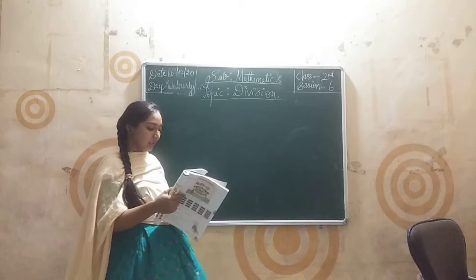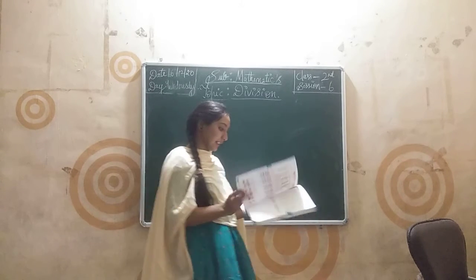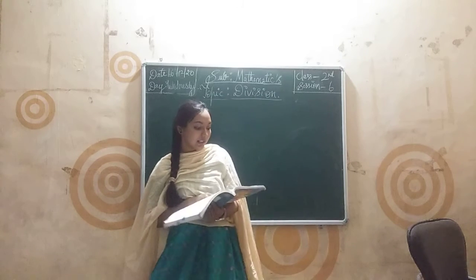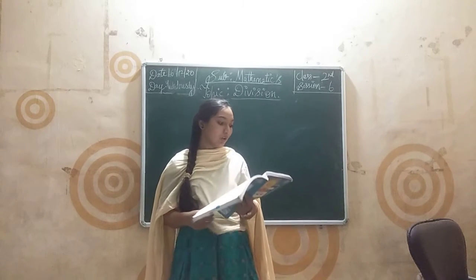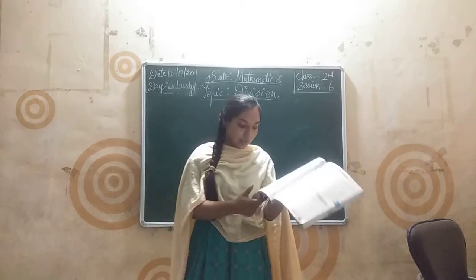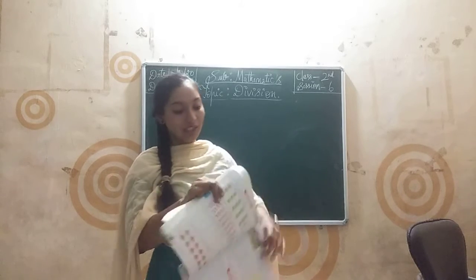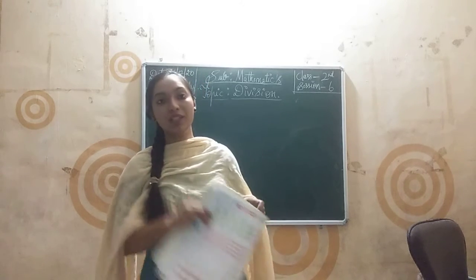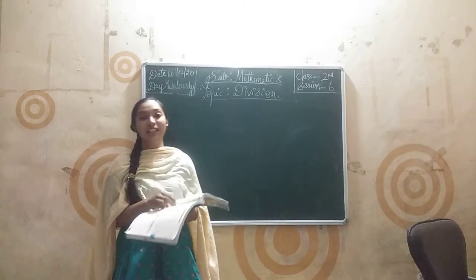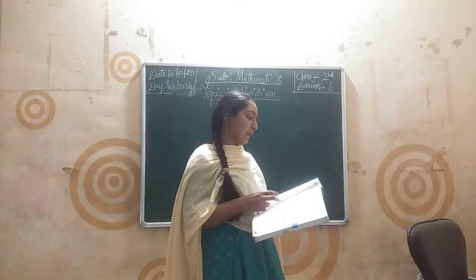Okay, so here in the textbook, page number 88, he has given exercise number 1. Here it says: divide 15 balls equally among 3 children. So children, there are a total of 15 balls, and we have to divide these 15 balls equally among 3 children.